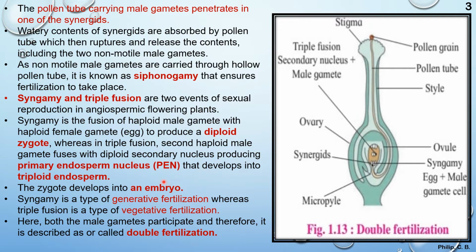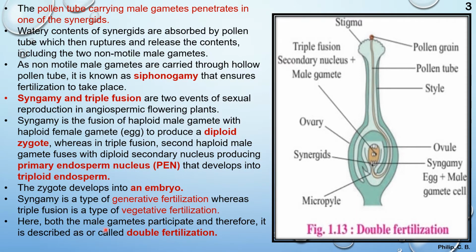So another short type of question, what is PEN? It is the primary endosperm nucleus, which is formed by fusion of the male gamete and the diploid secondary nucleus. So since there is a fusion of three nuclei, it is called triple fusion, and triploid endosperm is formed. The zygote then further develops into the embryo. Syngamy is a type of generative fertilization, whereas triple fusion is a type of vegetative fertilization.